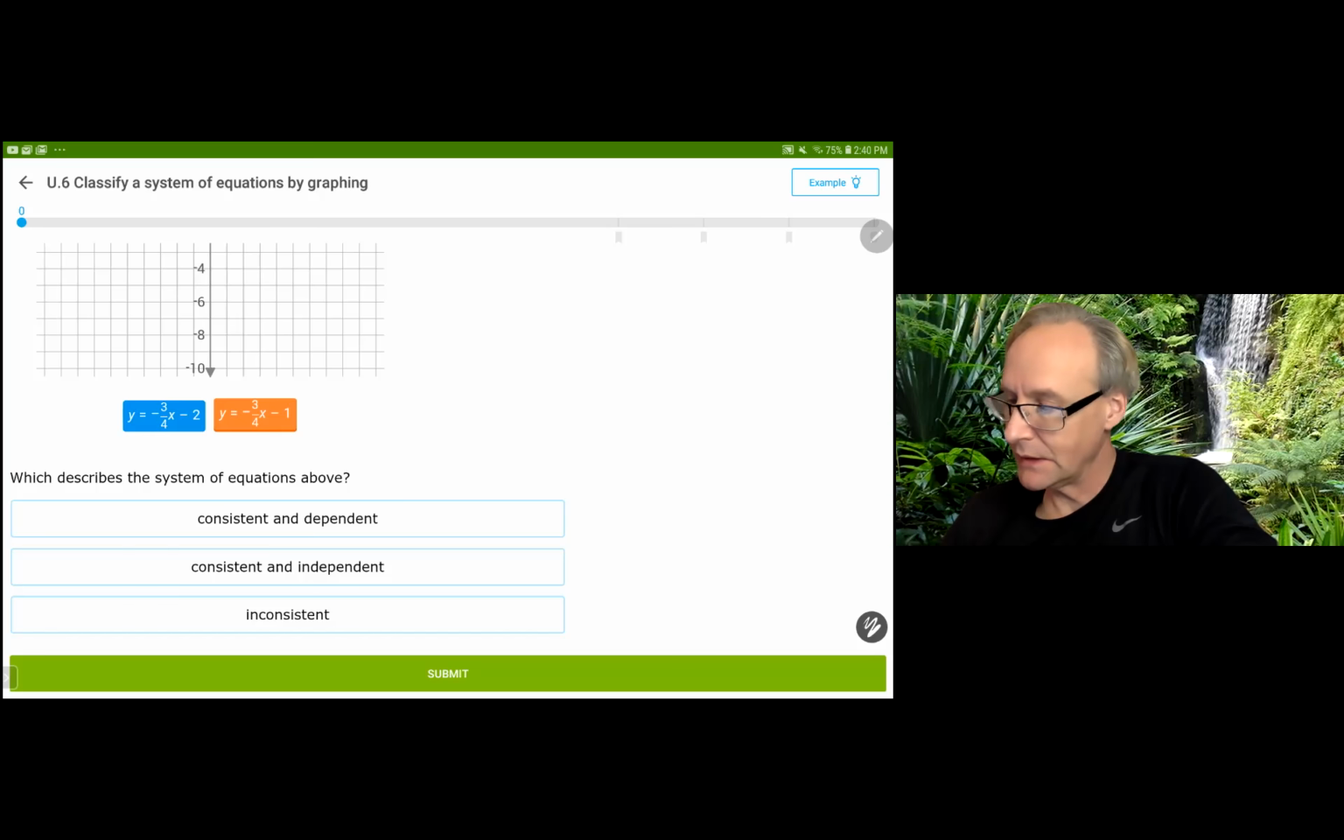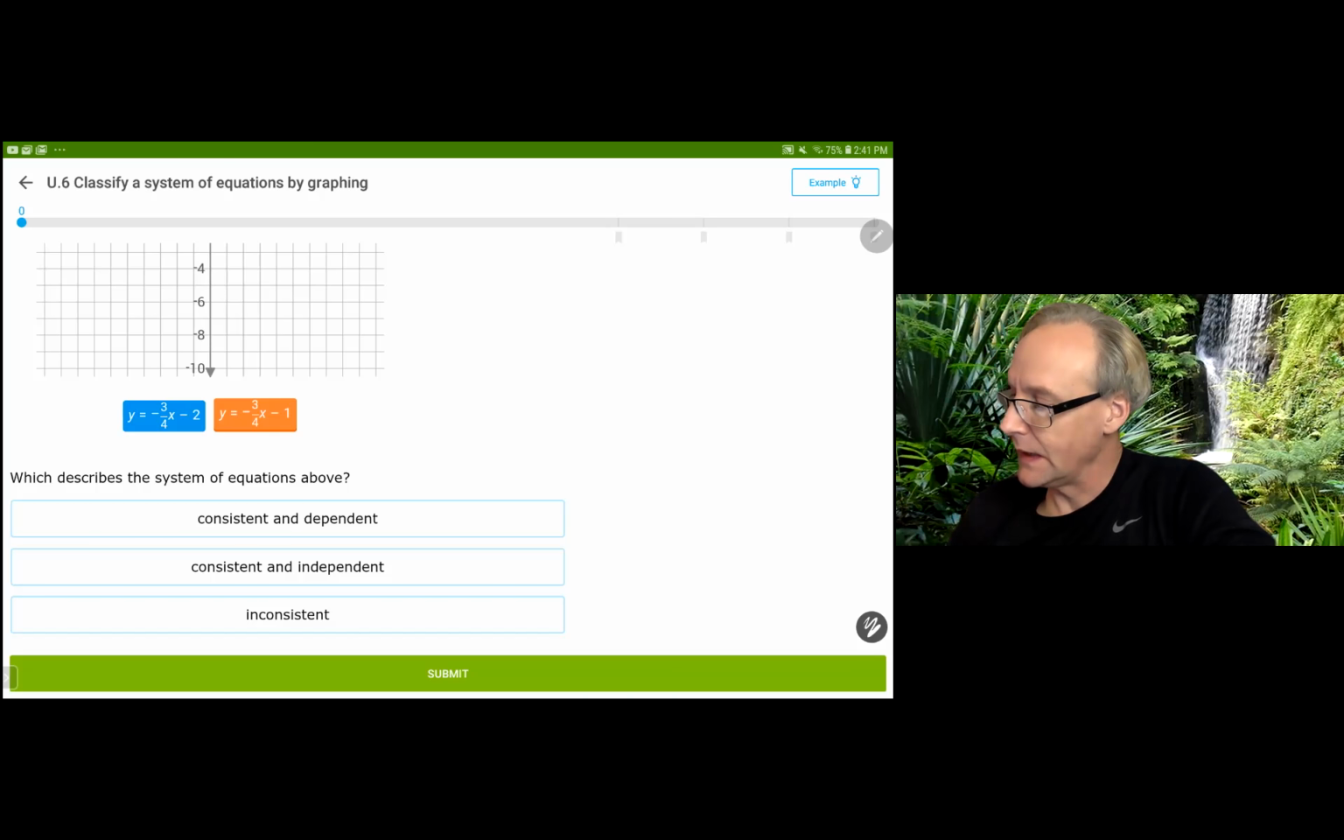Consistent and dependent means infinitely many solutions because consistent just means it has solutions and dependent means it's the same equation. Consistent and independent have a solution, but they're two different graphs. So those are intersecting graphs. And inconsistent are the parallel lines. It's the exact same as the one earlier with the number of solutions, it's just different vocabulary.